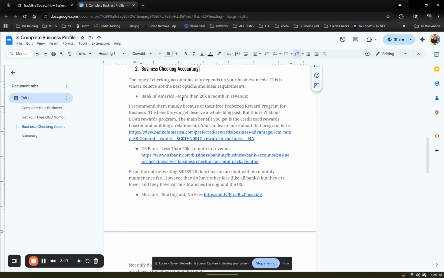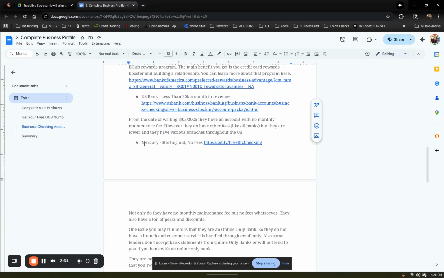Bank of America is nice, mainly if you're making more than 20 grand a month in revenue because of the Preferred Rewards program. You just get a bunch of great benefits. You can go directly to their website and read about it. But that's why I like Bank of America business checking, okay? Now, if you're making less than 20 grand a month in revenue, consider US Bank. Some of their accounts have no monthly fees. This is as of March of 2025, that's the last time I checked. At any rate, you're welcome to go out there and see what accounts they have.